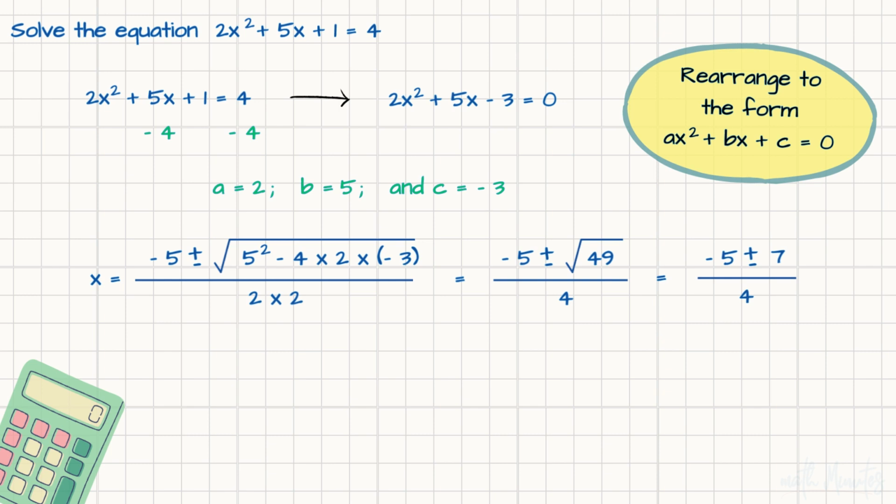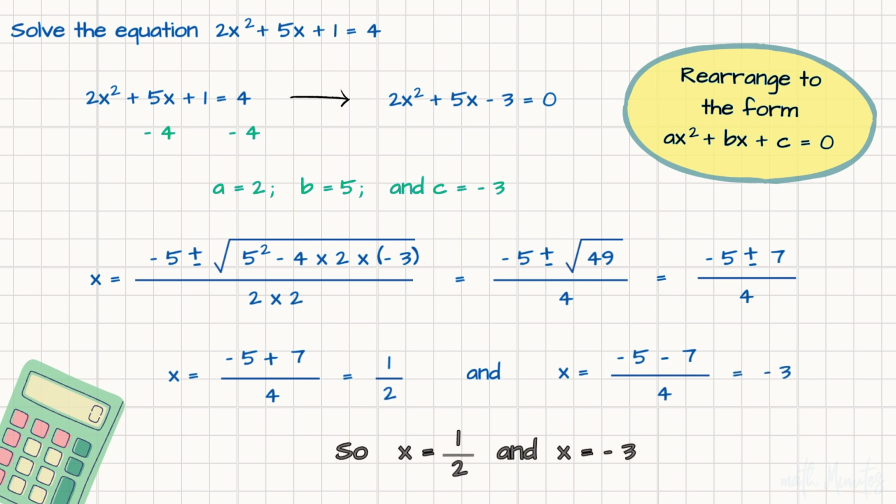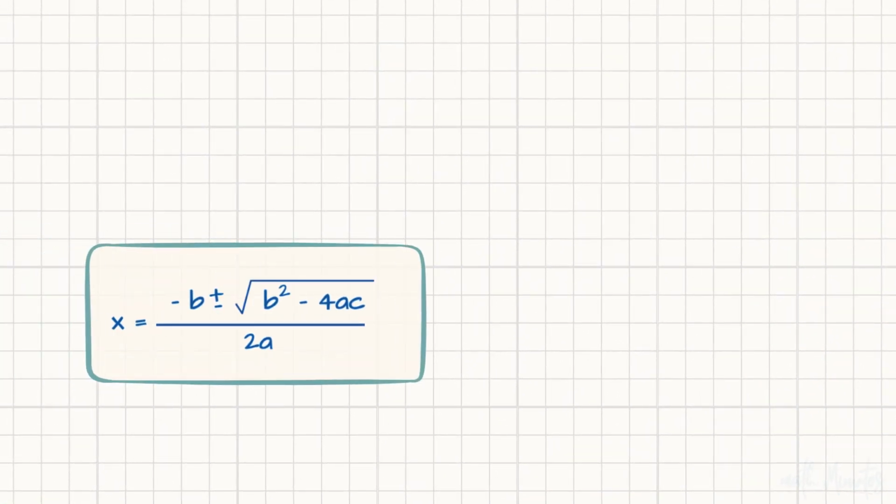We solve for x to find x equals minus 5 plus 7 divided by 4, which equals half, and x equals minus 5 minus 7 divided by 4, which equals minus 3. So the solutions to the equation 2x squared plus 5x minus 3 equals 0 are x equals half and x equals minus 3. Let's take a closer look at each part of the quadratic formula.